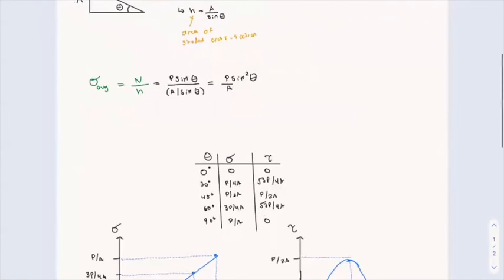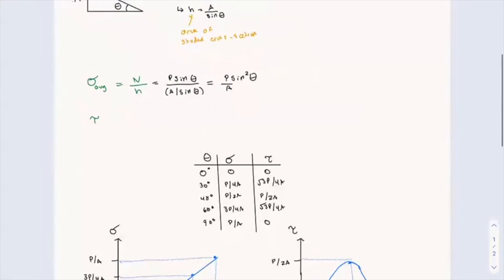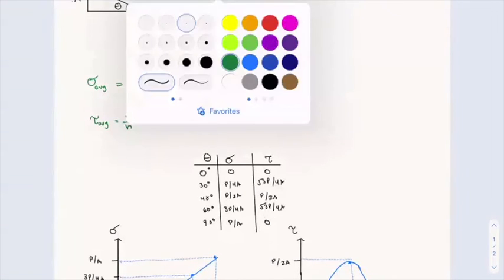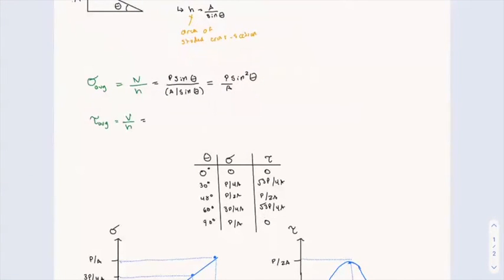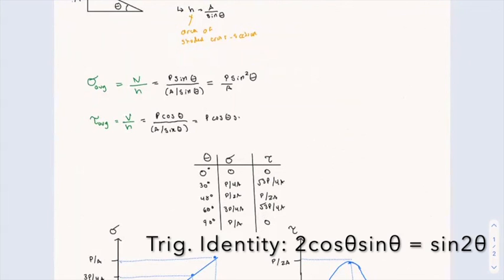Now doing the same thing for our shear stress, we have tau is equal to V over h. Plugging in our V, we have P cosine theta, and then plugging in our h, we have A over sine theta. And that works out to be P cosine theta sine theta over A.